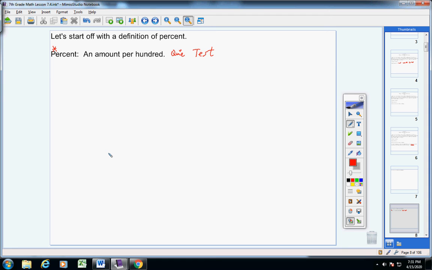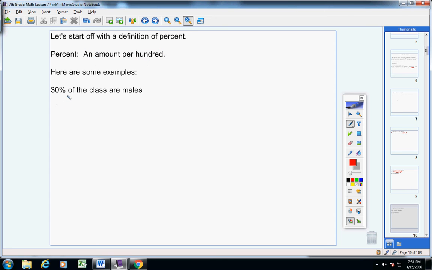Now, when you hear that definition, what is a percent? It's an amount per 100. You might be a little confused. What does that mean? Well, let me give you some examples of what this definition means. Okay, let me show you what I mean. If I said to you 30% of the classmates are males, that means the males are at a 30% rate, and that's per what? 100.